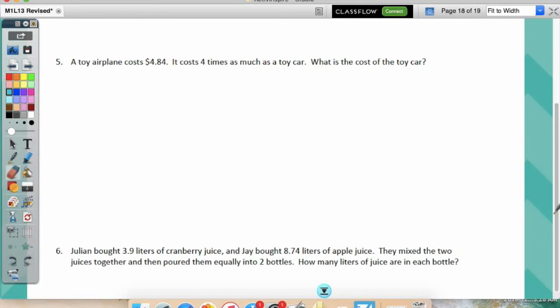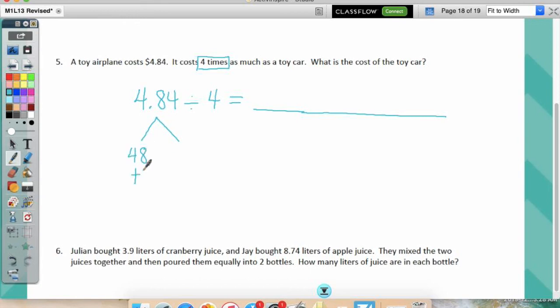Okay, so the next problem says a toy airplane costs $4.84. It costs four times as much as a toy car. What is the cost of the toy car? Now we can use mental math. Okay, so make that line long. How am I going to break this apart? I could do 4 ones and 84 hundredths, but I don't know the answer to 84 divided by 4. So what might be a better choice here? 48 tenths and 4 hundredths. You got it.